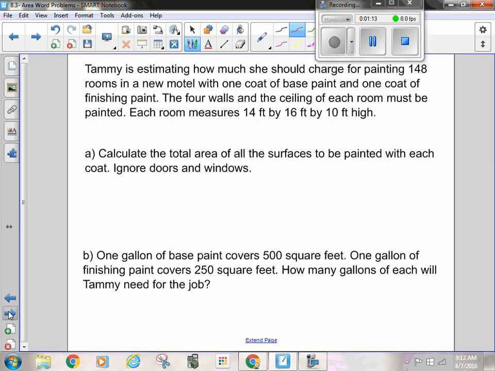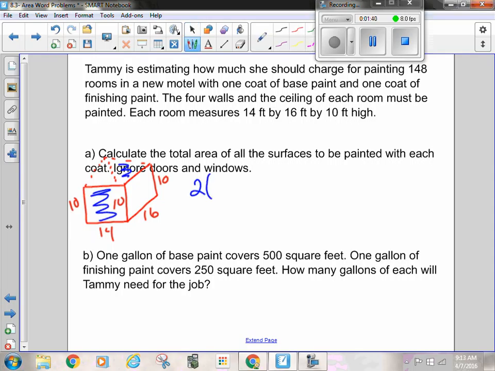Ignore doors and windows. Okay, so let's just think about what the room looks like. It's 10 feet high by 14 feet. So another 10, 14, okay, and by 16. So the other wall is just a little bit longer, but still 10 feet tall. And then you have your ceiling back here. Okay, so looking at it, we have 2 walls, like here and back here, that are 10 feet by 14 feet.